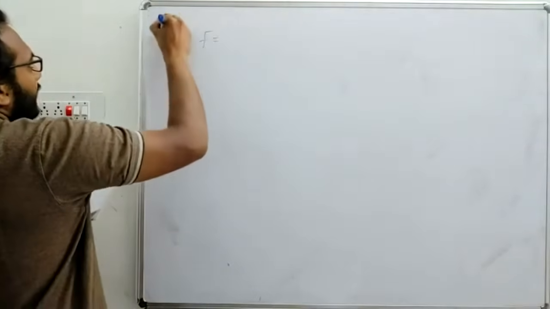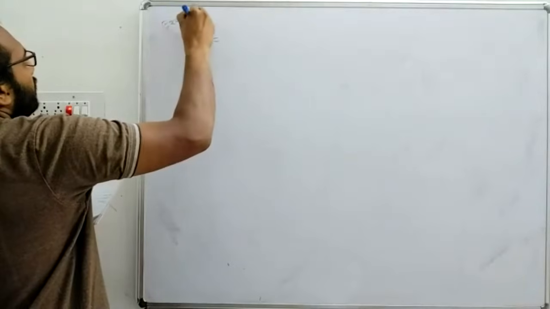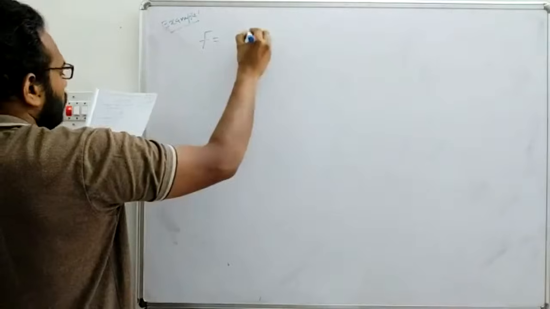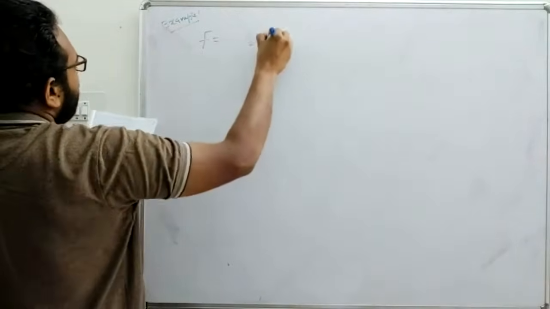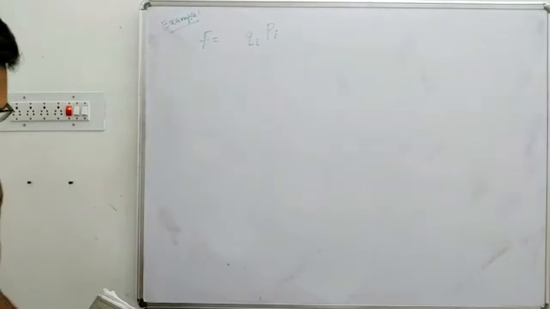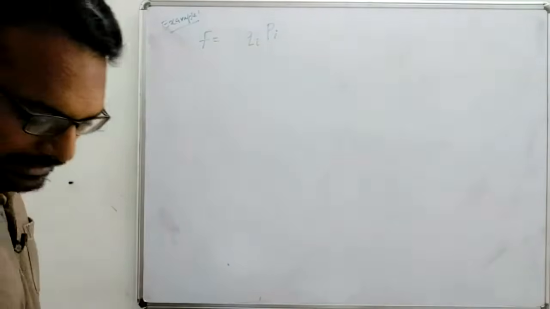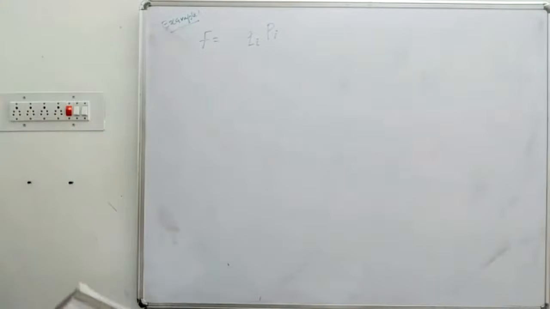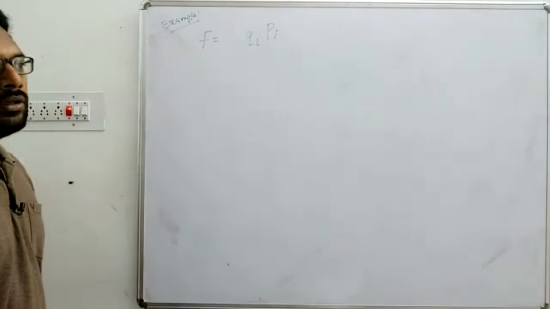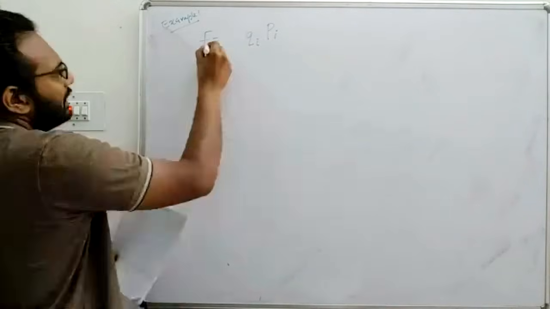Example 1. Some examples of canonical transformations. F is equal to, let's say, QiPi. Now, which type of generating function is this? Does this belong to any type that we are familiar with? This is F2. It doesn't matter.